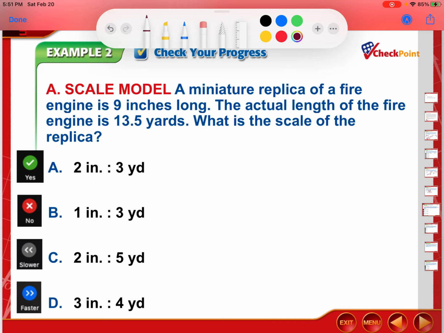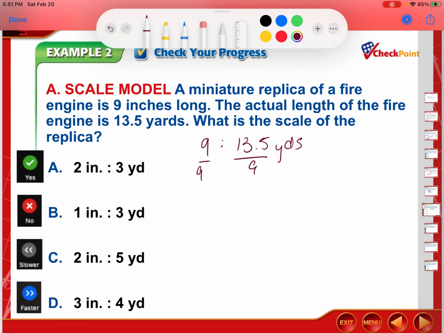All right, so a miniature replica of a fire engine is 9 inches long. The actual length of the fire engine is 13.5 yards. What is the scale of the replica? So once again, I would say 9 inches is 13.5 yards. And personally, I like to divide it to 1. However, I can see right now that that's not going to work because they're monsters. So in this case, I would just try to guess and check.